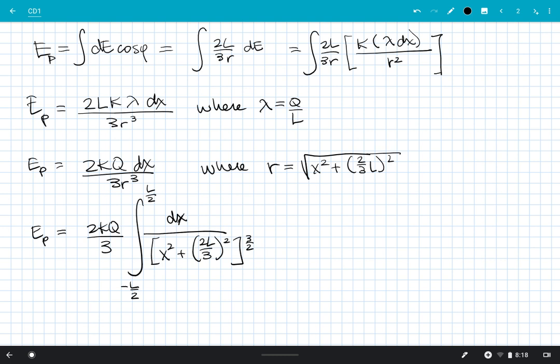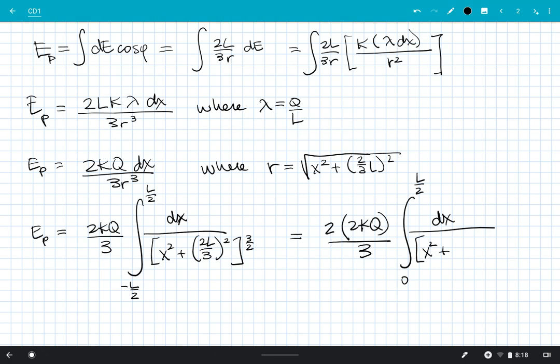Another thing I can do to take advantage of symmetry is double the whole thing. So put a 2 in front and just go from 0 to L over 2. There's a slight advantage there: subbing in 0 can make your life easier. It depends on the problem, but for this one, I think it does. So x squared plus 2L over 3, that whole quantity to the 3 halves. All right, now I think I have something I can work with.